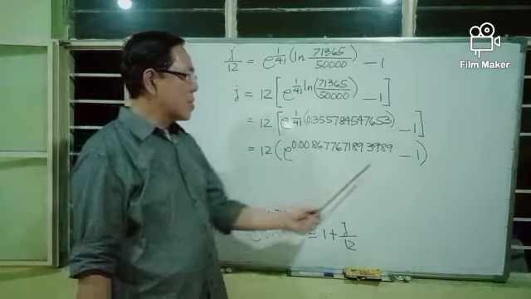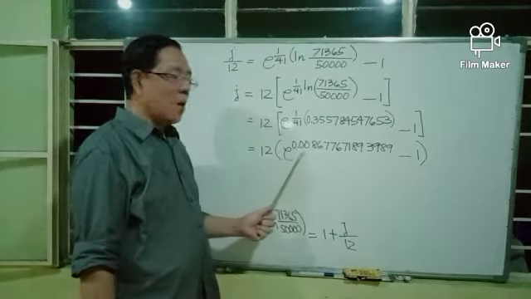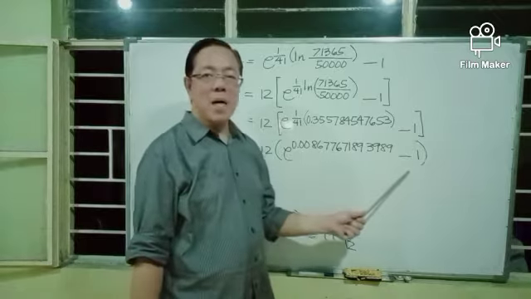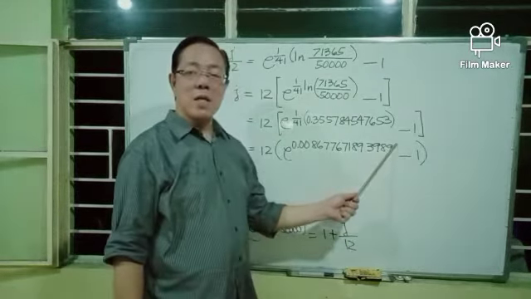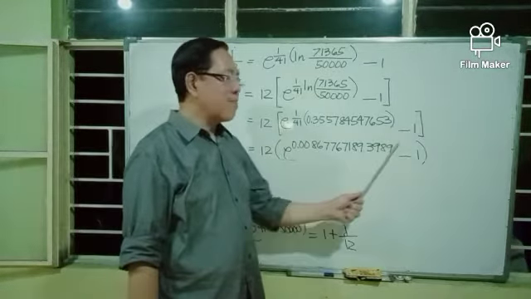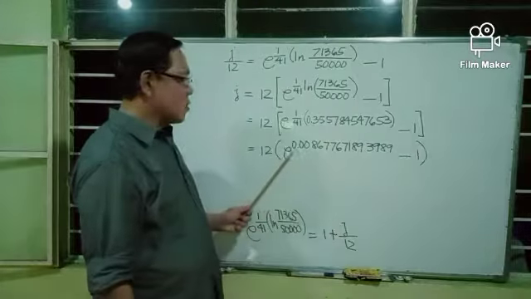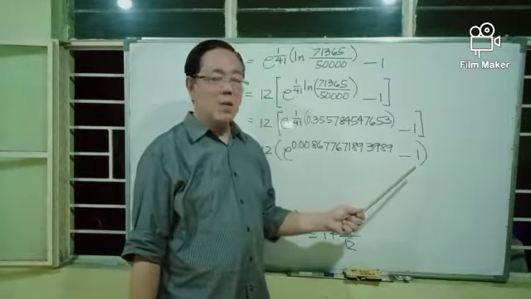Now we compute this difference: e to the power of this decimal number, minus 1. The minus 1 here is not included in the exponent of e. It is not 0.008 minus 1. It is e to the power 0.008, and that value minus 1.